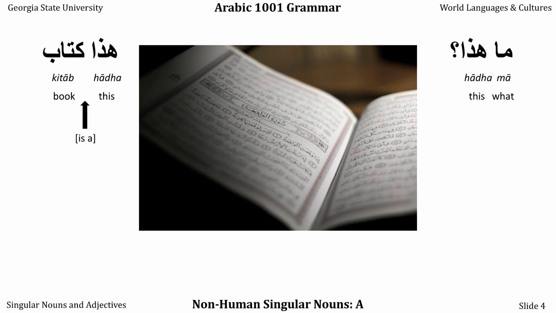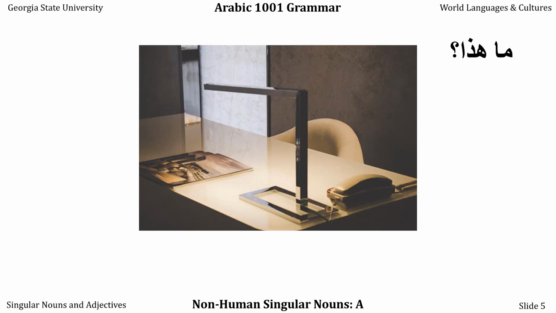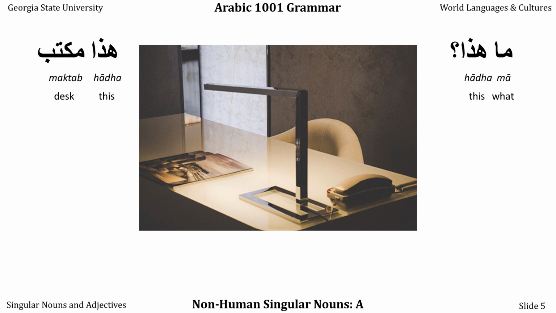We don't have a word for is, we don't have a word for a. But here's your first vocabulary words. Ma is what? Hadha is this. Kitab is book. And this sentence means this is a book. Now let's look at a different object. Ma hadha, again, means what this or what is this? And the answer is hadha maktab. And here we have hadha again, our word for this. And now we have the word maktab, desk. And what we mean is this is a desk.